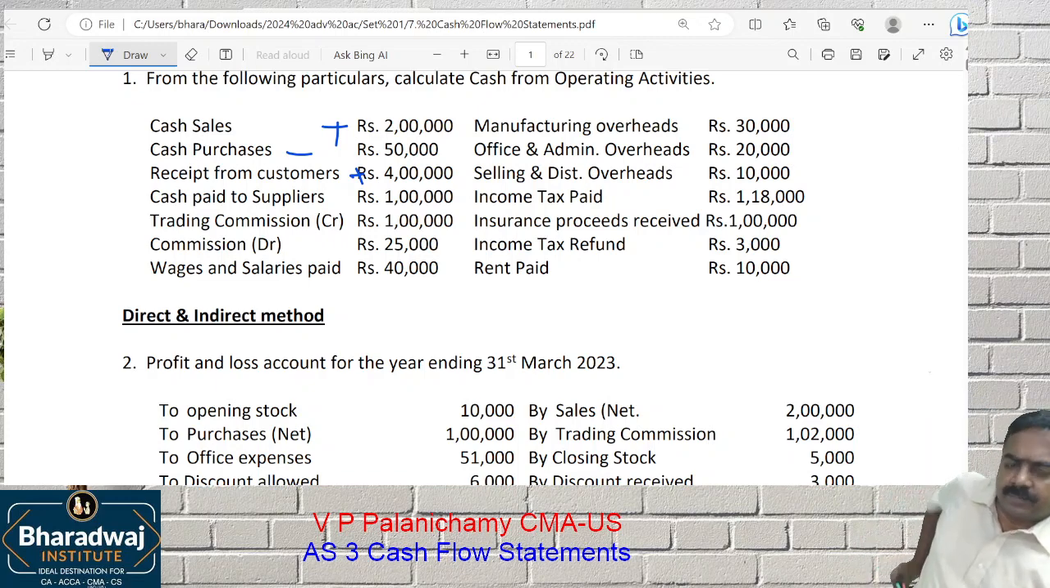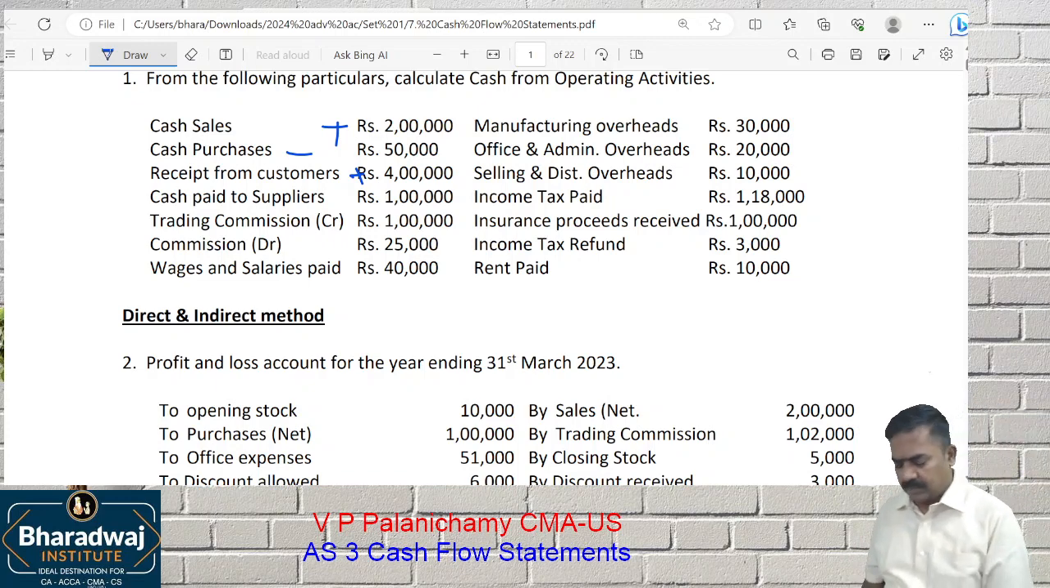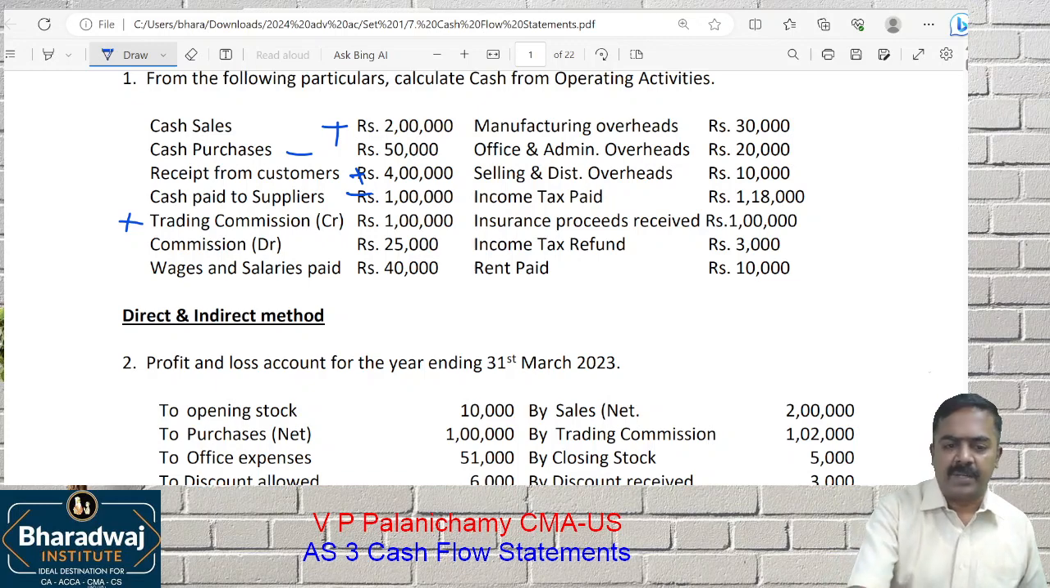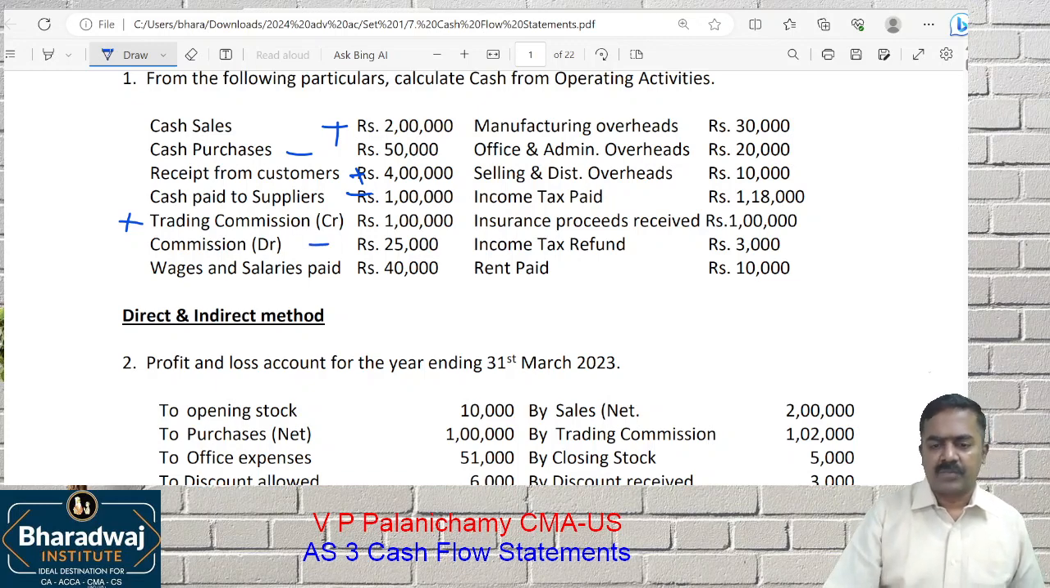What is the next one? Cash paid to suppliers. Cash paid to suppliers, minus. Trading commission: is it credit or debit? Credit has been given, so what should we do? We should add. Credit has been given, so add. Then commission debit is an expense, so minus.